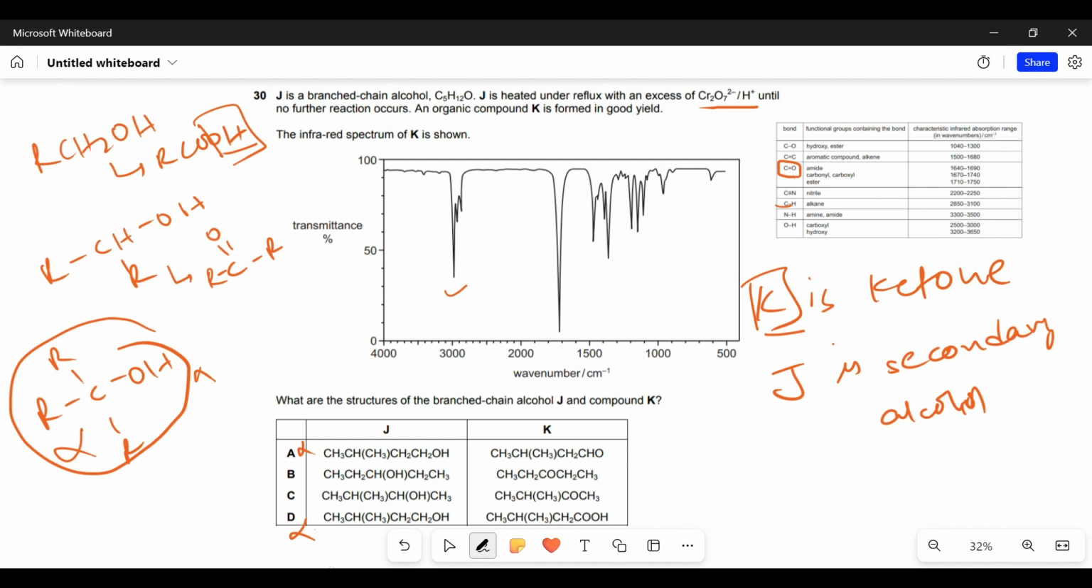But let's look at the statement once again. Question number 30 says J is a branched chain alcohol. So option B is a straight chain alcohol, whereas option C here is a branched chain alcohol. If I draw the structural formula, CH3, CH, CH3, CHOH and then CH3. This is a branched chain alcohol, hence option C should be the correct option.